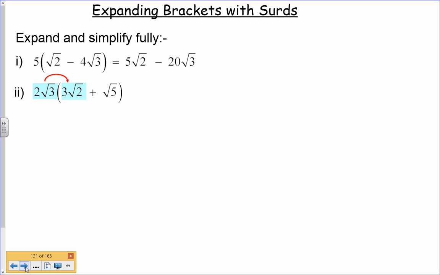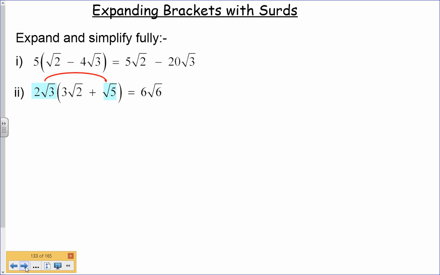Okay, next example. 2 root 3, and then brackets 3 root 2 plus root 5. Okay, the first two terms first. 2 root 3 times 3 root 2. Do the whole numbers first. 2 times 3 is 6. And then under the square root sign, the square root of 3 times the square root of 2 is the square root of 6. So we will get 2 3s are 6, 6 root 6.